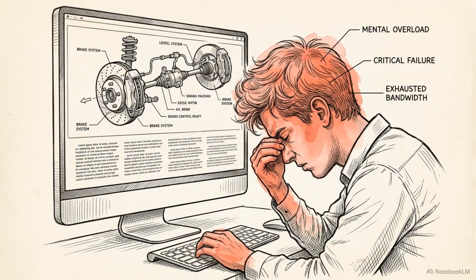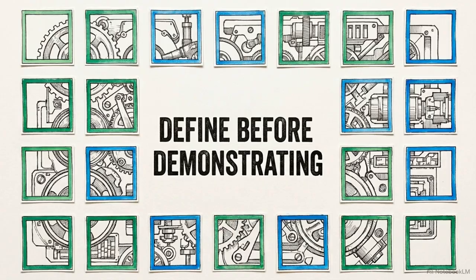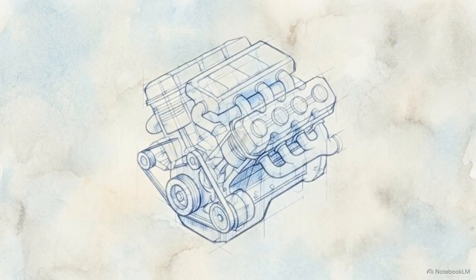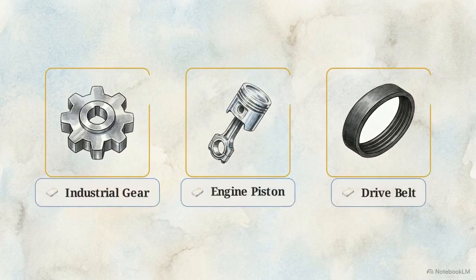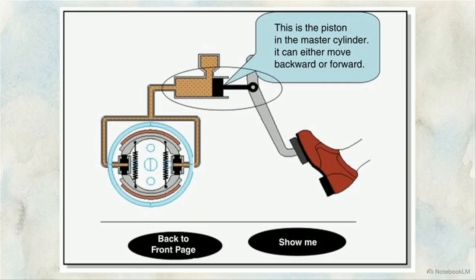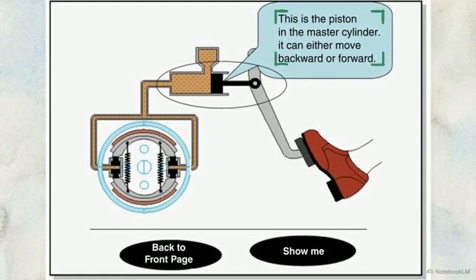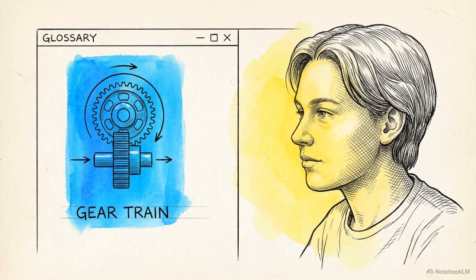The structural fix for this is the pre-training principle. Pre-training extracts the names, physical locations, and static characteristics of system components, and guarantees the user learns them before the main procedure ever begins. This diagram shows a pre-training interface. The user clicks on an isolated part, like the piston in the master cylinder, reads a brief definition, and observes its specific movement apart from the rest of the engine.